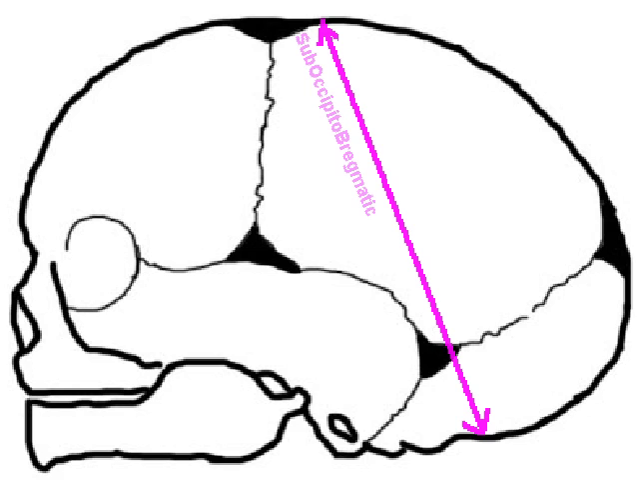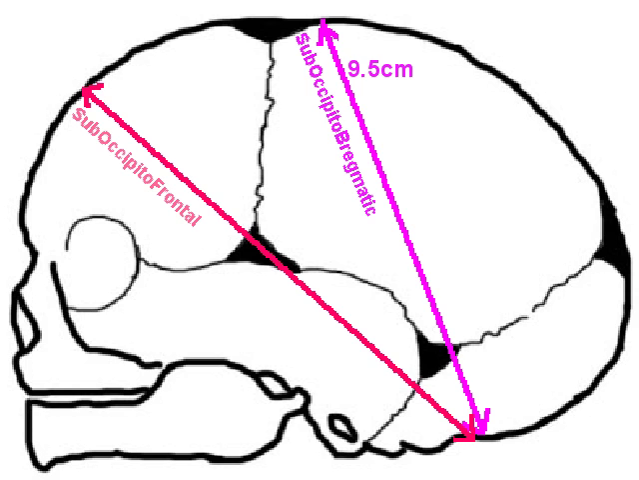The suboccipitobregmatic diameter, which is 9.5 centimetres in length, runs from the junction of the scalp with the back of the neck to the bregma. The suboccipital frontal diameter, which is 10.5 centimetres in length, passes from the junction of the scalp with the back of the neck to the midpoint of the frontal suture.